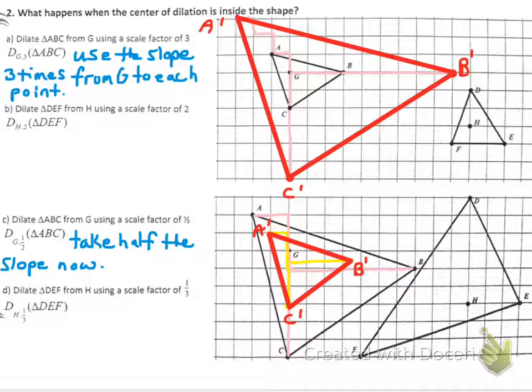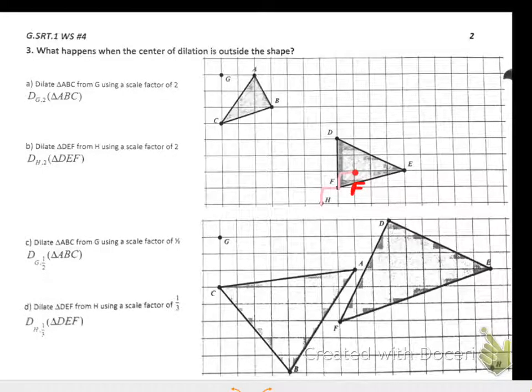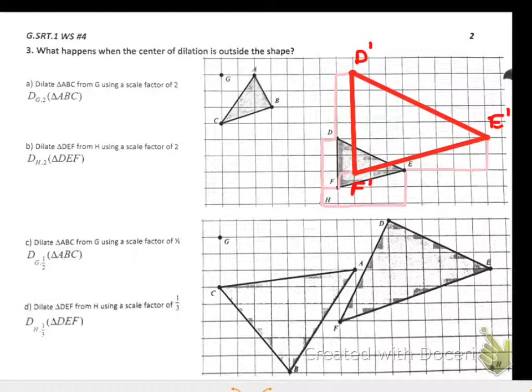This dilation was a reduction. The previous one was an enlargement. Okay, which example? I'm obviously doing example B here, and look at what's going on there. You're dilating from point H, and you're doing it by a factor of 2, so it is an enlargement. You see how we did that? I just used the slope again from H to each one of my points, D, E, and F.